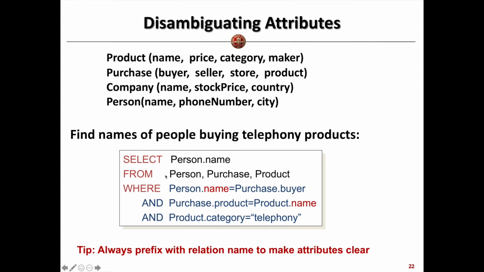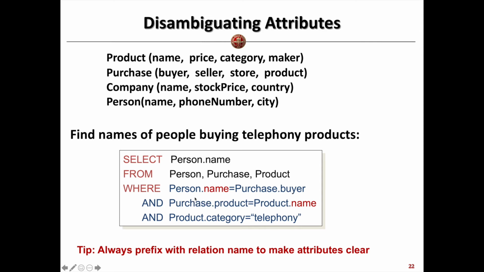Besides the person table, we also need to work on the product and the purchase tables at the same time. So for the from clause, we have person, comma, purchase, comma, product. We have three tables to work on. In the where clause, the first condition is person.name equals purchase.buyer. In this way, we can join the two tables together based on the name and the buyer name.